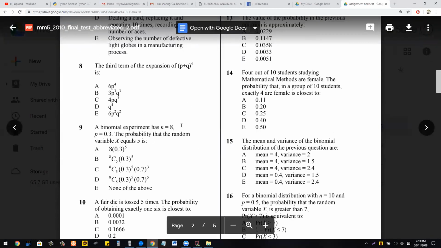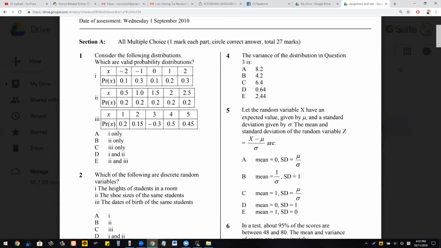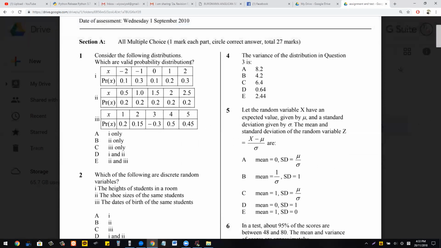Let me just ask you this. So do you need to know probability? Let's just consider this question here, question 1. Which one of these is a valid probability distribution? So they have to add up to 1. So 5, 7.